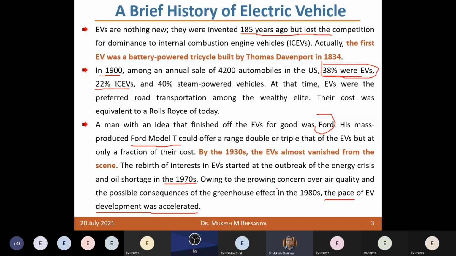And you see, a few days back, Ola started the booking of that scooter, right? And within 24 hours, more than 1 lakh people booked that two-wheel scooter. So you can see the people are also interested in going for this electric vehicle. No doubt there are many challenges, and that's why we are talking about electric vehicles nowadays.